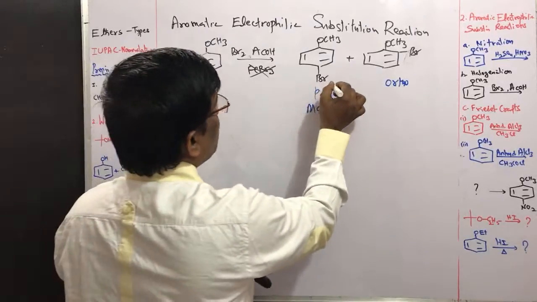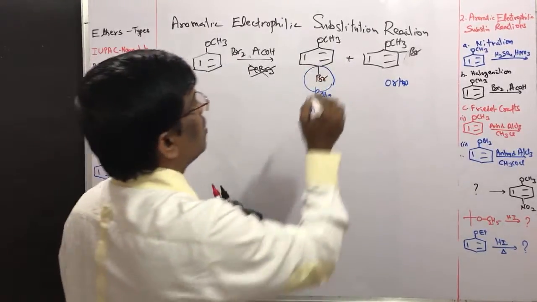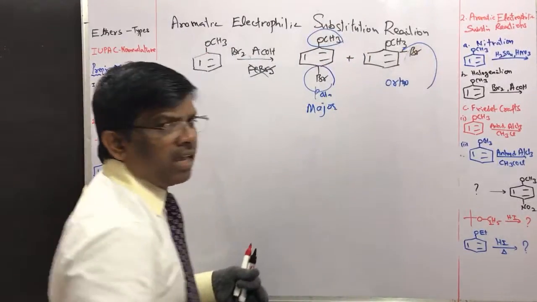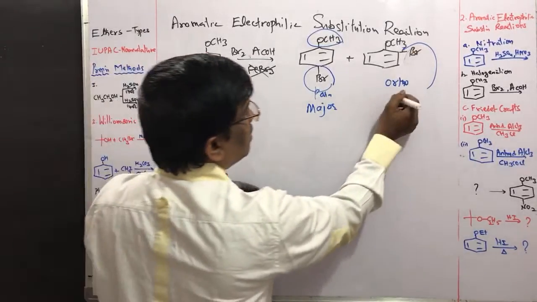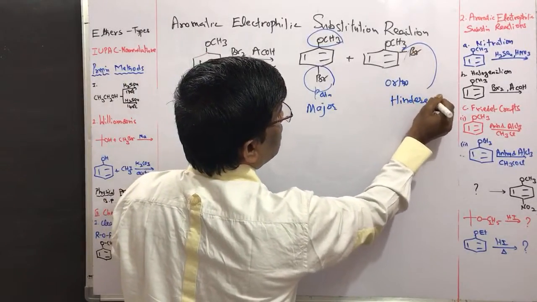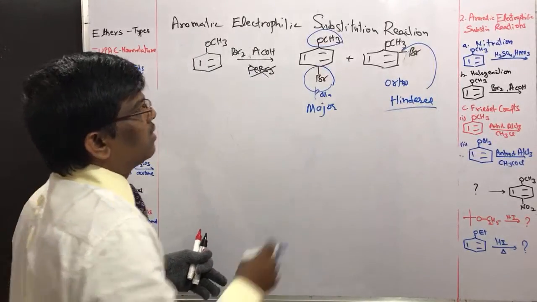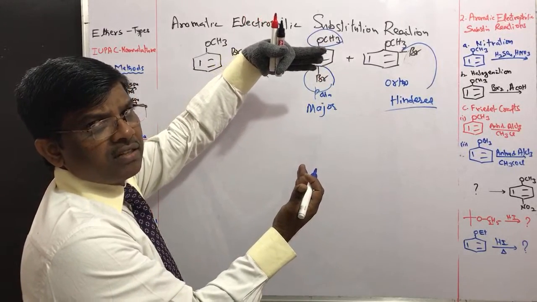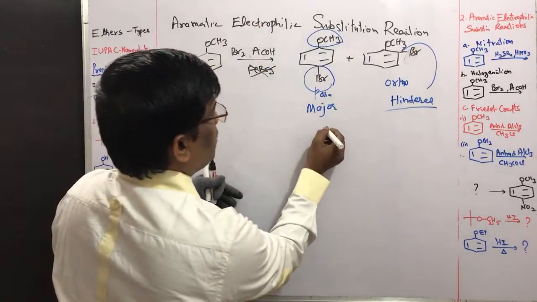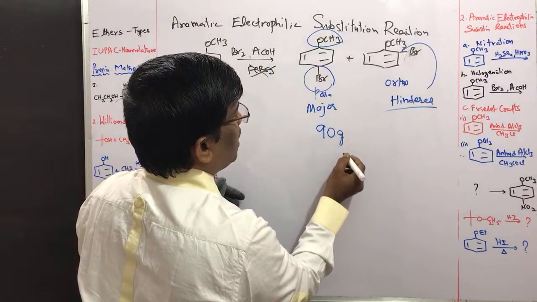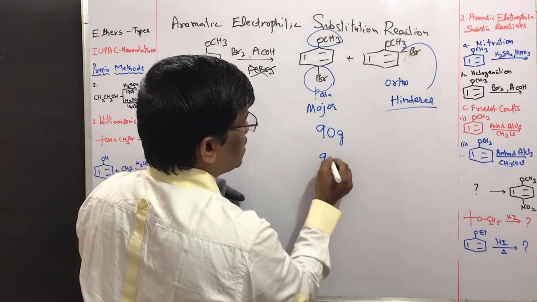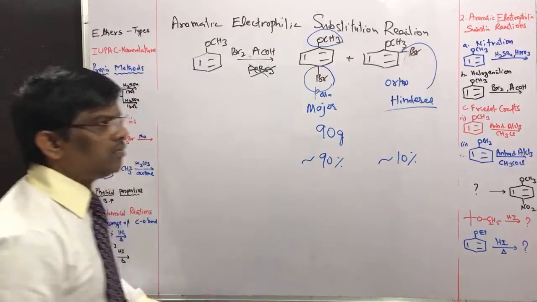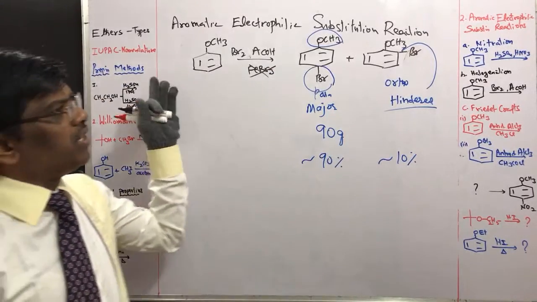The same thing is, bromine is a big atom or molecule, and this is also a very big methoxy group, so entering at the ortho position is very tough or hindered. So the para position is very easy to approach on this benzene ring. That is why it gives the major product. If it forms 100 grams, it is going to be 90 grams or 90% of this para, and this is 10% of ortho. So this is how bromination takes place.